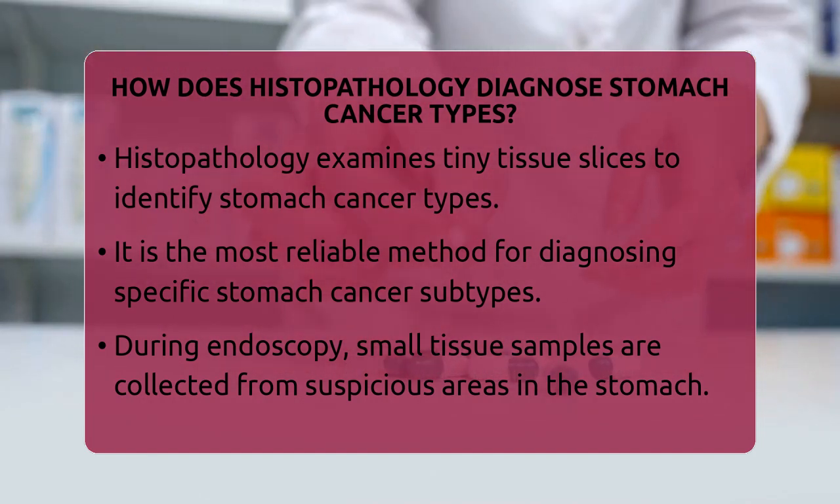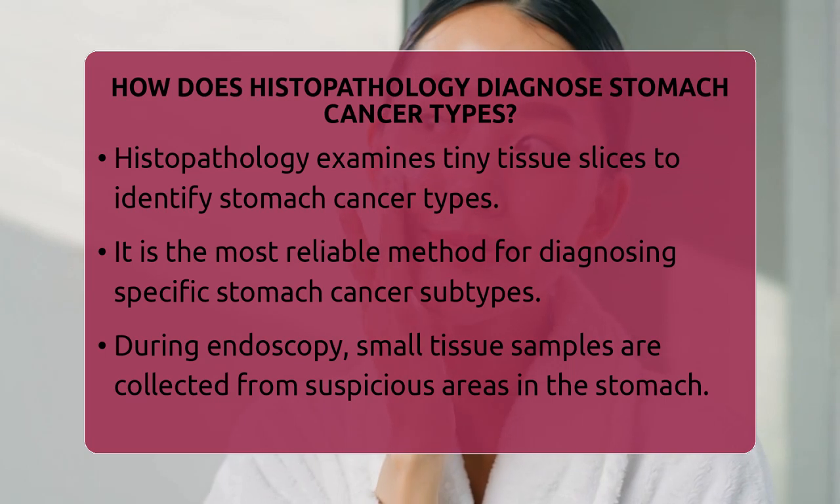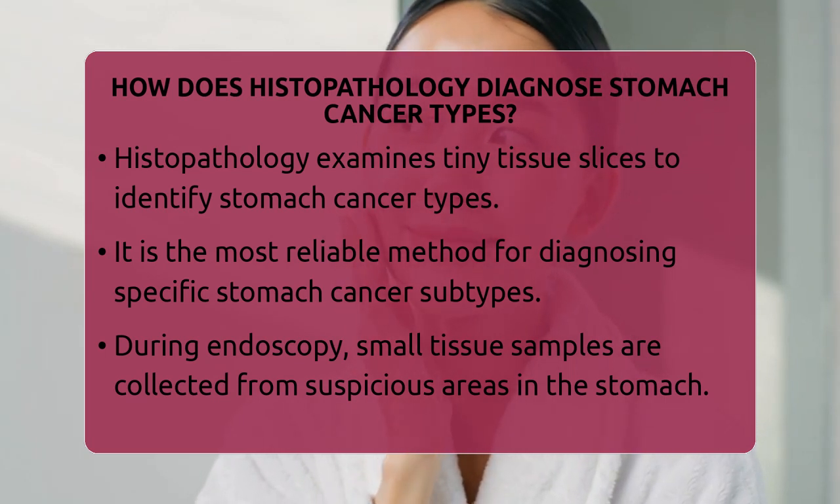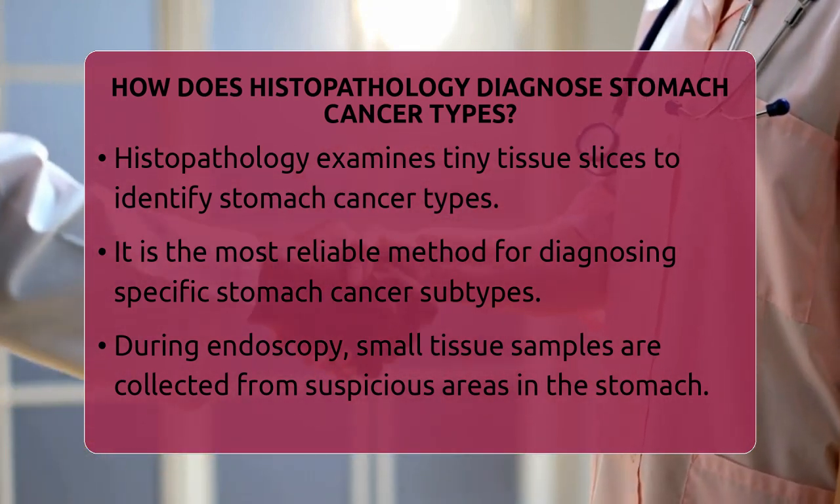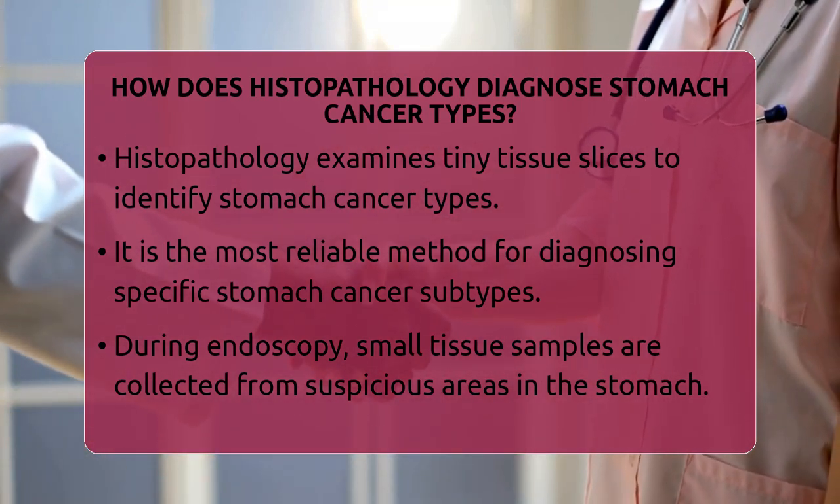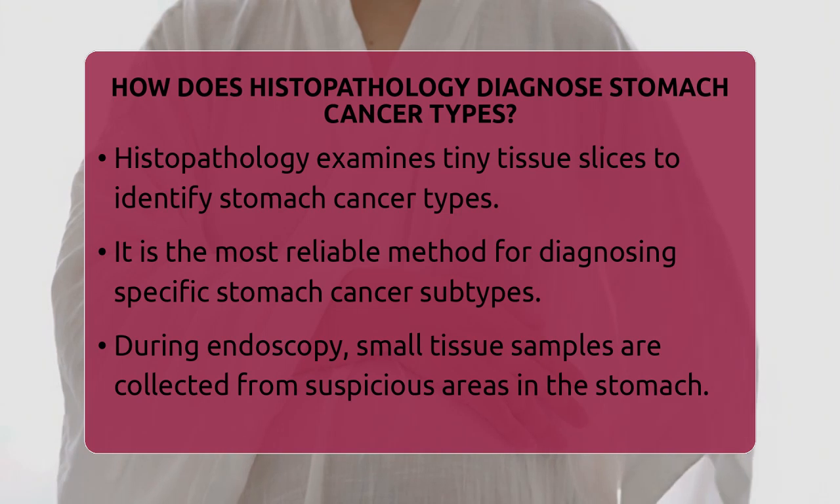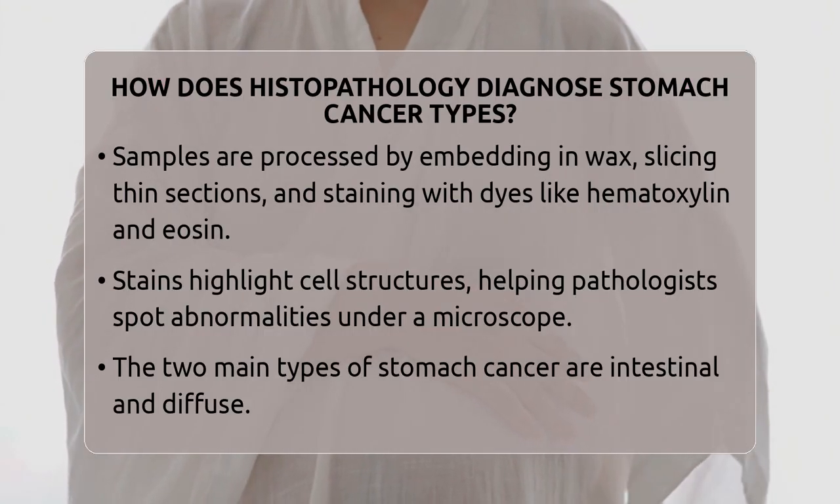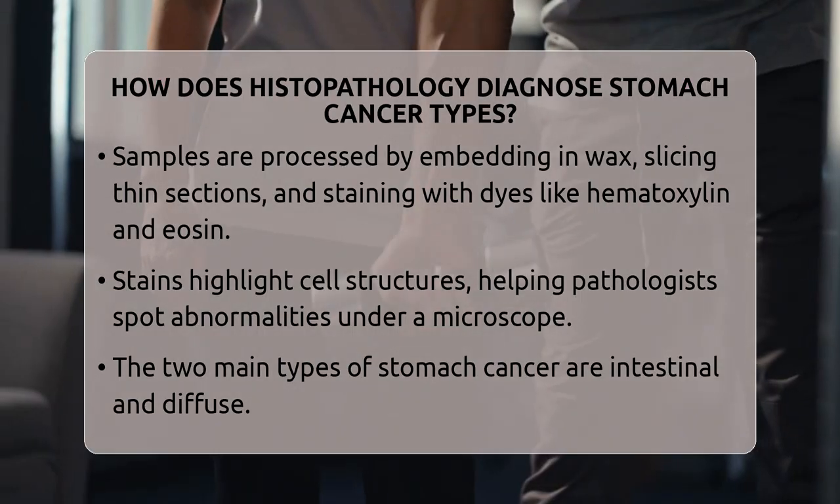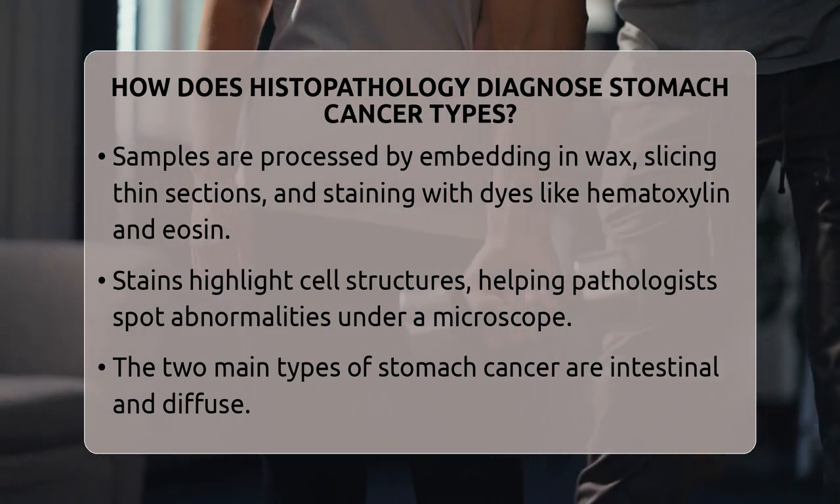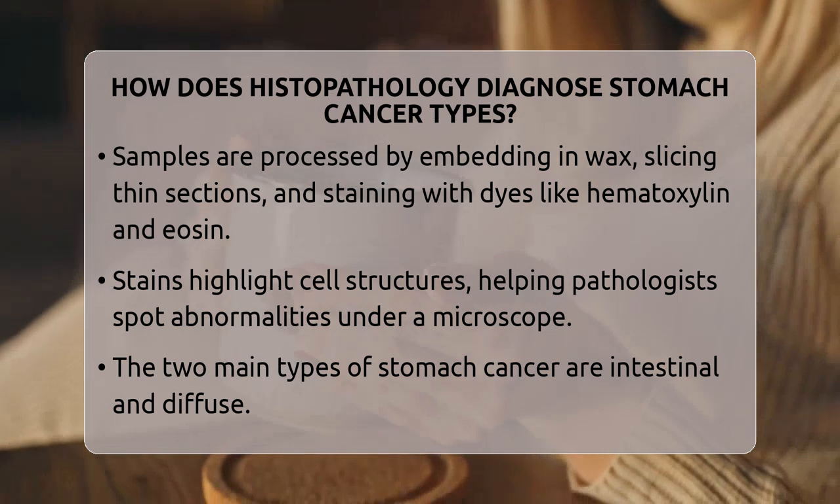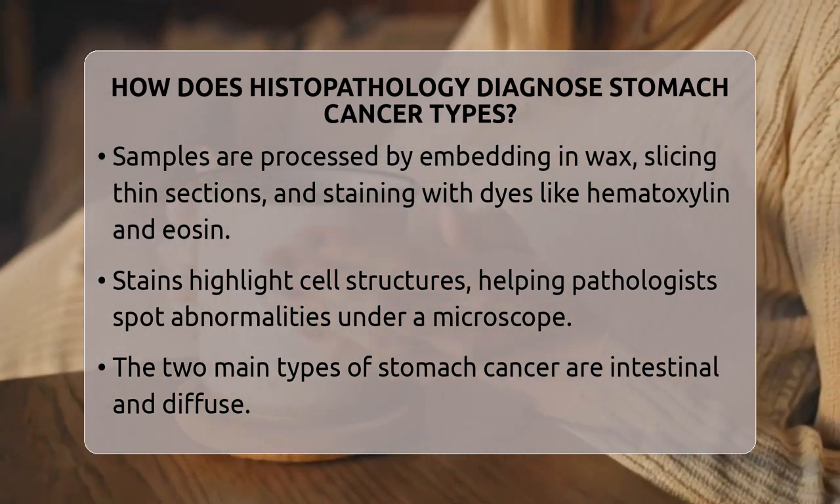In the lab, the tissue samples are processed by embedding them in wax, slicing them into very thin sections, and staining them with special dyes, most commonly hematoxylin and eosin. These stains highlight the cells and tissue structures, making abnormalities easier to see under a microscope. The pathologist then examines these slides closely, looking for distinctive features that help classify the cancer.